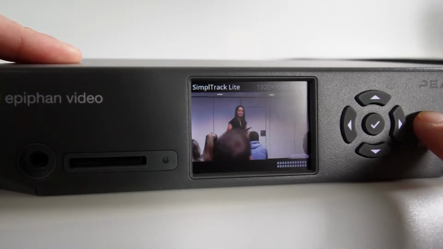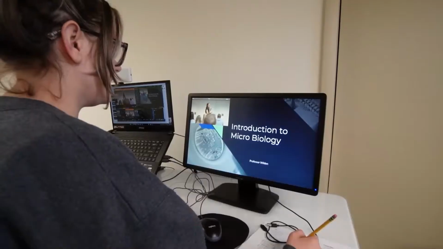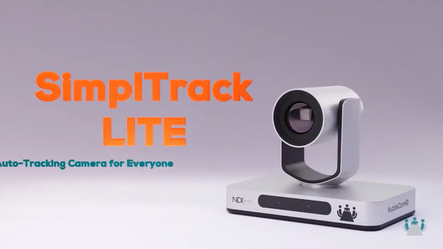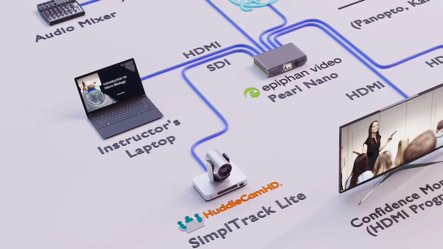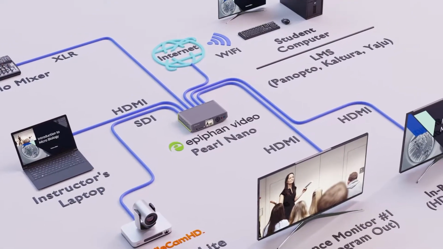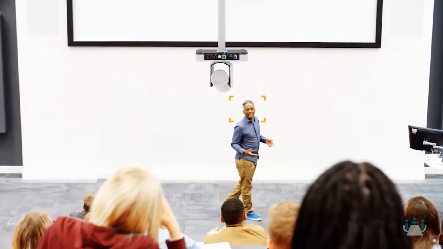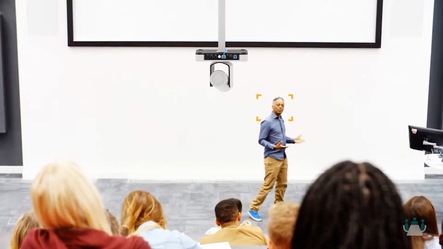Recording videos and capturing lectures should be easy for any organization that uses video as an educational tool. In this video, you will see how the HuddleCamHD SimplTrack Lite auto-tracking camera can be used with Pearl Nano to create an affordable, easy-to-use lecture capture system that can automatically record high-quality videos on a budget.